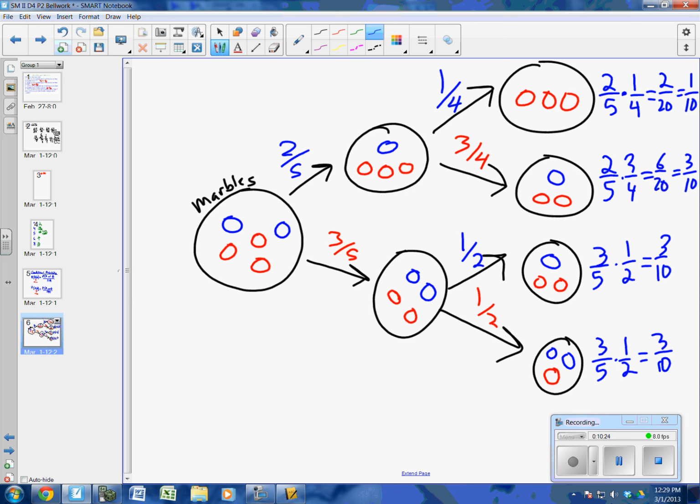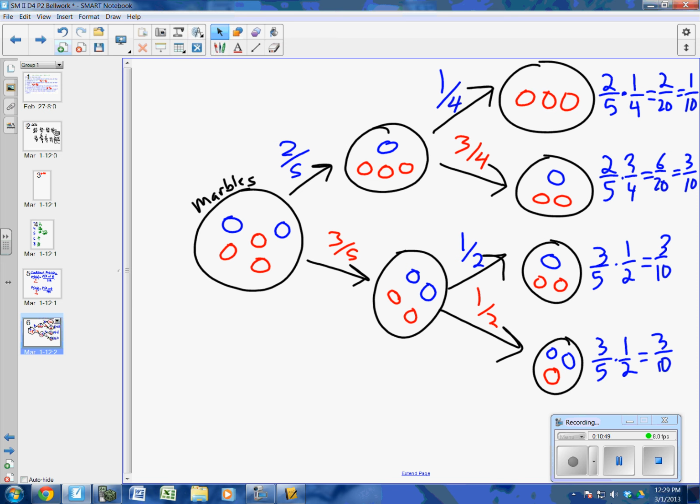Three-tenths. Okay, good. By the way, you guys, what's the probability of pulling two marbles out of here, if you reach in and grab one, and then you reach in and grab another? 100%. What do these add up to right here? 1/10 plus 3/10 plus 3/10 plus 3/10. 10 out of 10. They should add up to 1, right? And they do. 10 out of 10, which is 1.